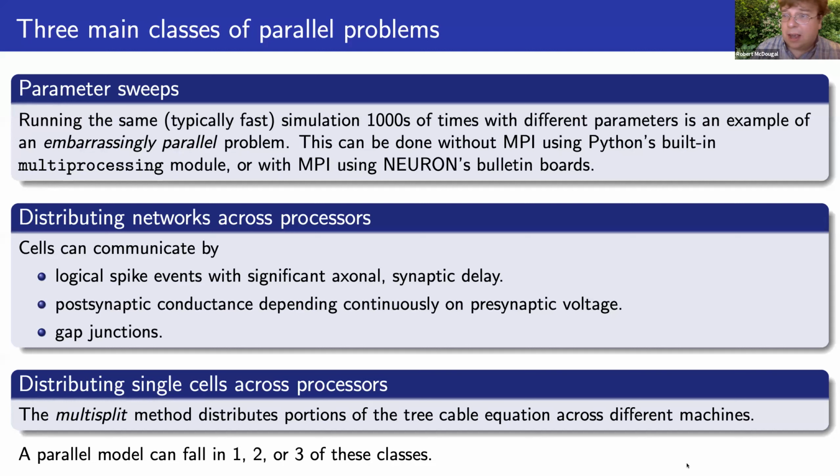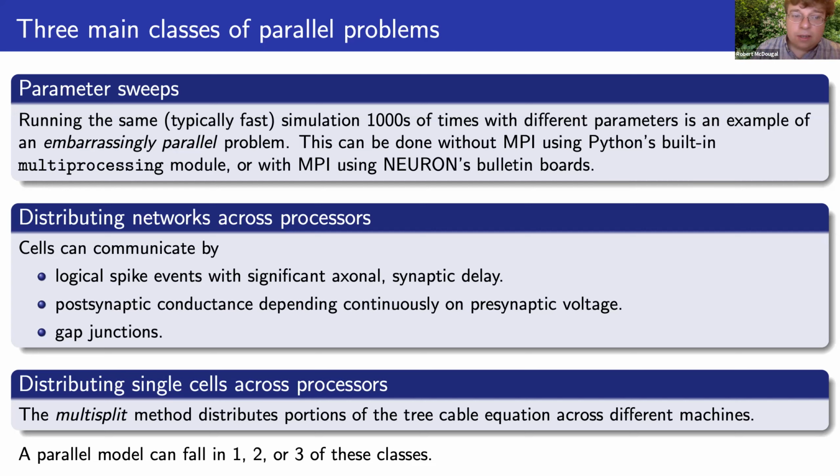All right, and we sort of hinted at this. There are 3 main classes of parallel problems. You may want to do a parameter sweep. We've already discussed this. You can do this with the multiprocessing module or MPI using NEURON's bulletin boards. These are embarrassingly parallel. There's no communication required.